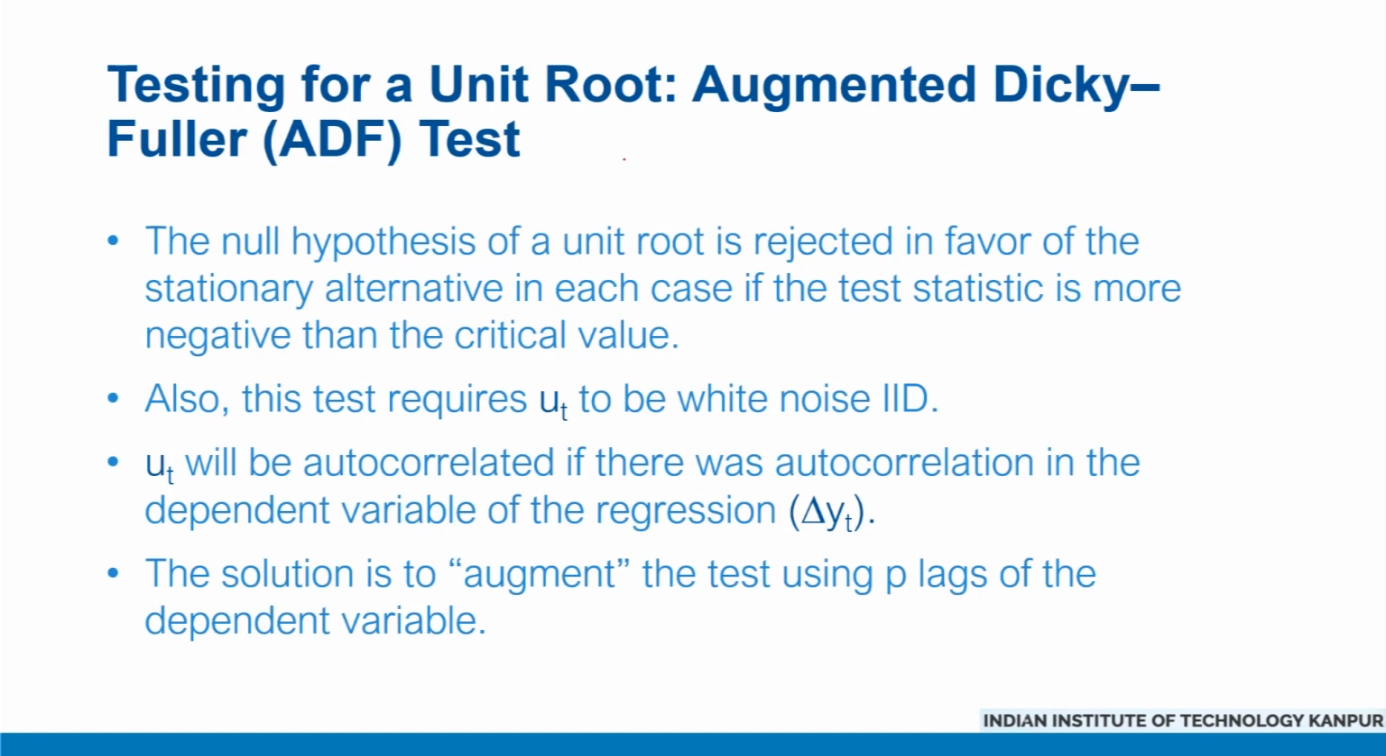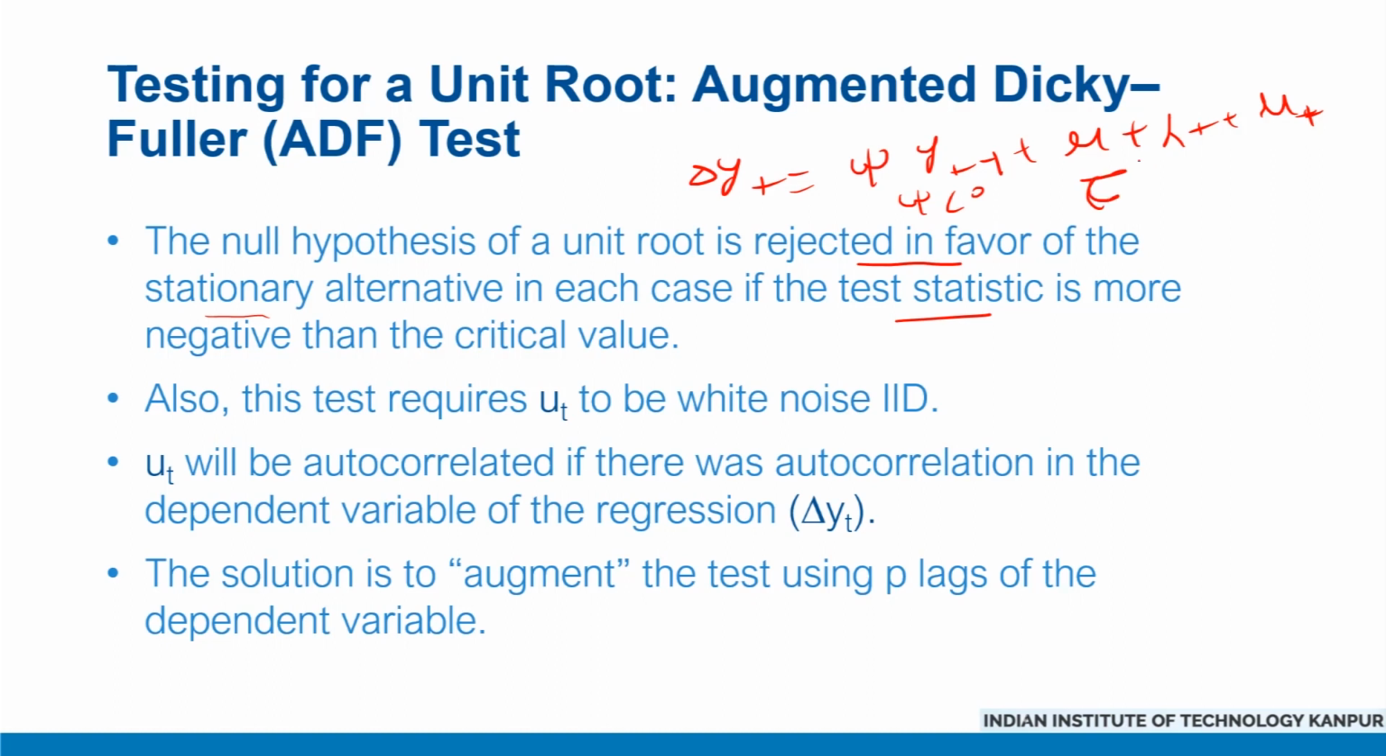Let us go back to our simple Dickey-Fuller model, which appeared like this: delta yt in a simple form equals psi times yt minus 1, then you may have a drift and a trend plus error term. In this model, the idea was that the null of unit root or non-stationarity will be rejected in favor of a stationary alternative, which means psi is less than 0 if this test is significant.